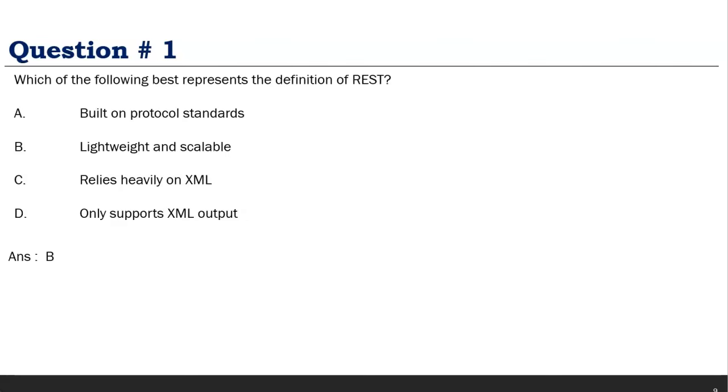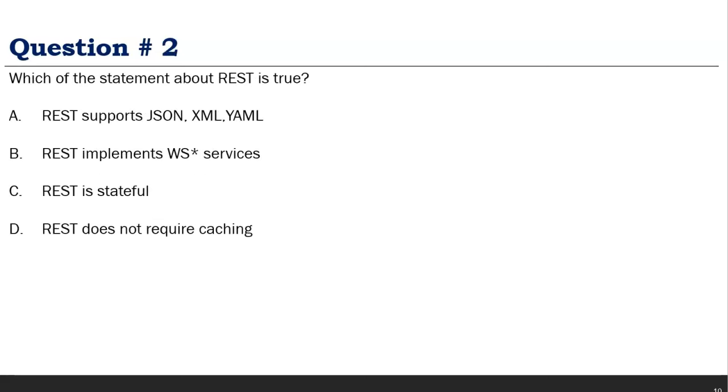This type of similar or easy question will come in the exam. You just need to remember the table that I have just shown to you. Which of the following is true about REST? REST supports JSON, XML, YAML. REST is stateful and does not require caching. We have seen that it uses caching. It is stateless, and WS services are used in SOAP. So answer is A.